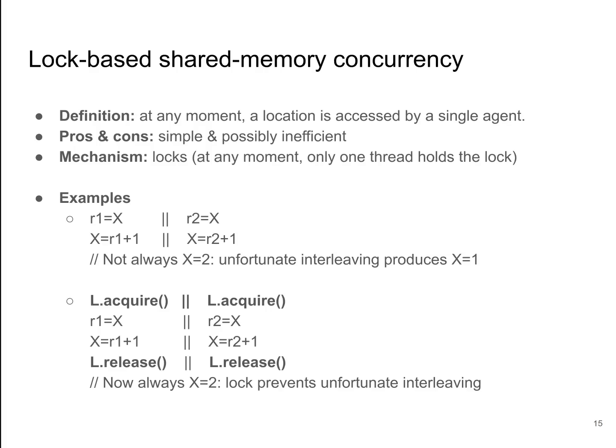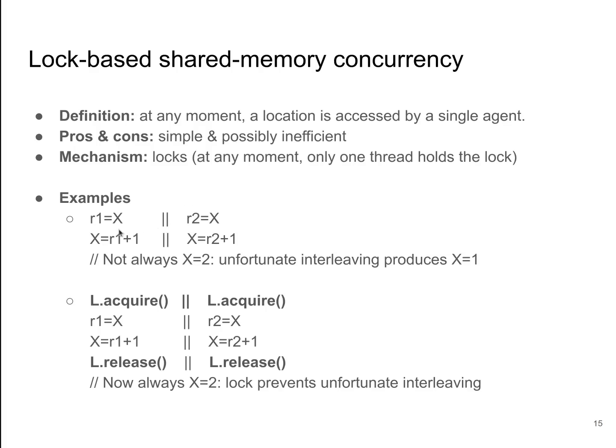And you may argue that, at the end of the day, X should be 2, because it is incremented in the left thread, and it is also incremented in the right thread by 1. So X should be incremented 2 times, and it should be 2. However, this reasoning is broken, and it actually doesn't hold in real-world systems, because unfortunate interleaving of the threads' executions may produce, for example, X equals 1. Let's see why.